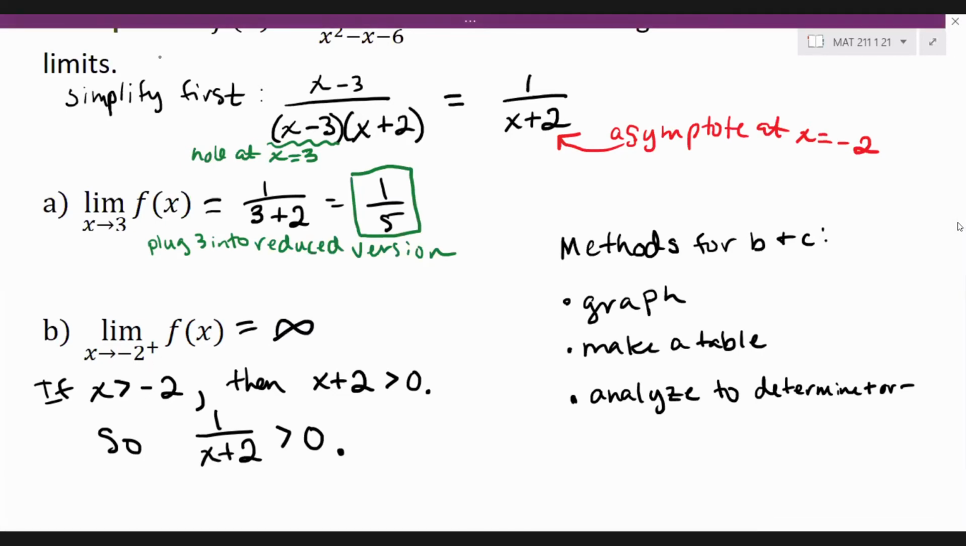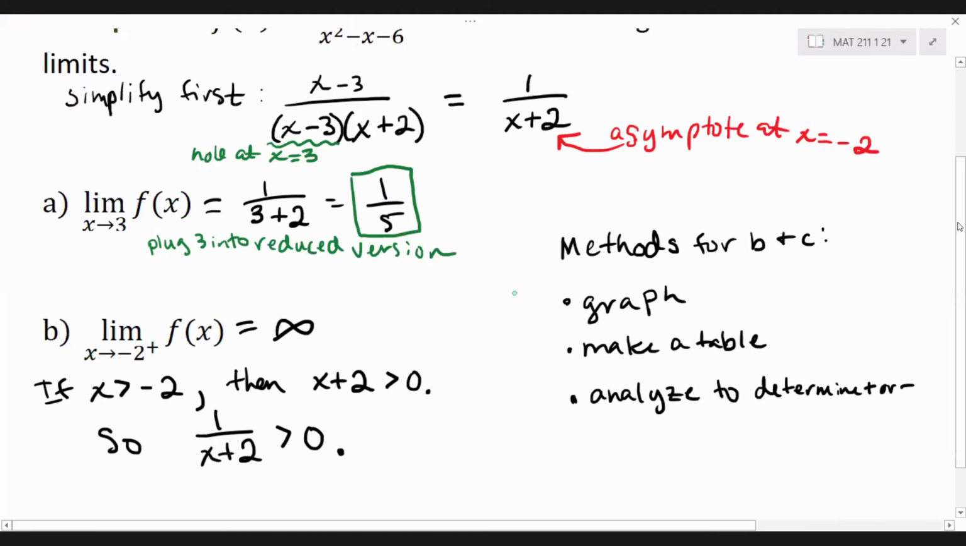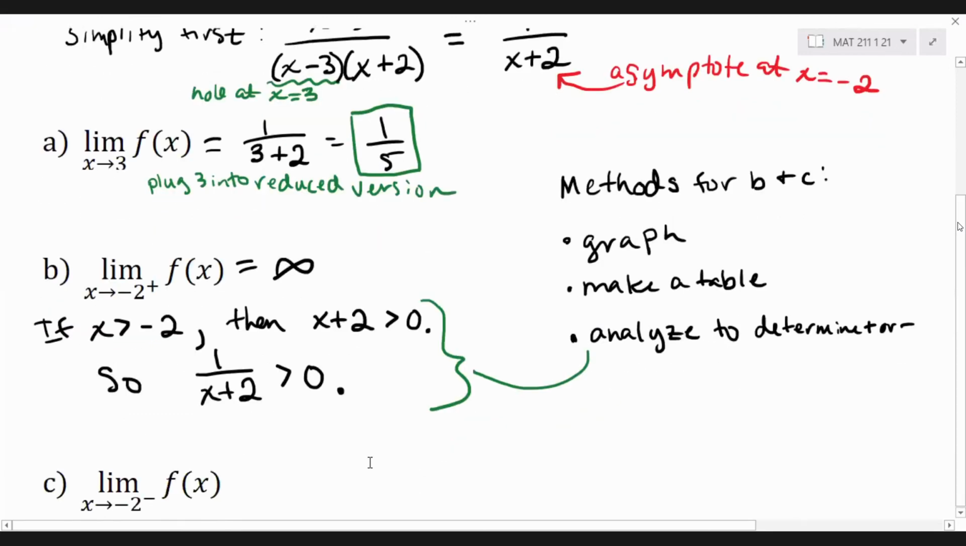So when I say we can analyze to determine whether it's positive or negative, this is what I mean. We can just think about whether this thing is going to be positive or negative when we're on one side of -2. And we could think of this the same way on part C.